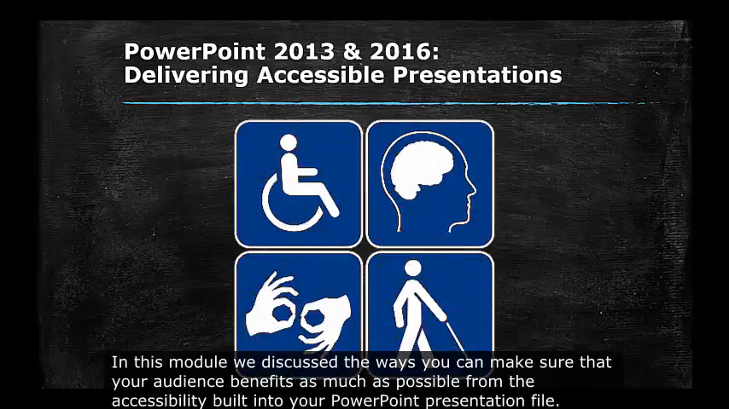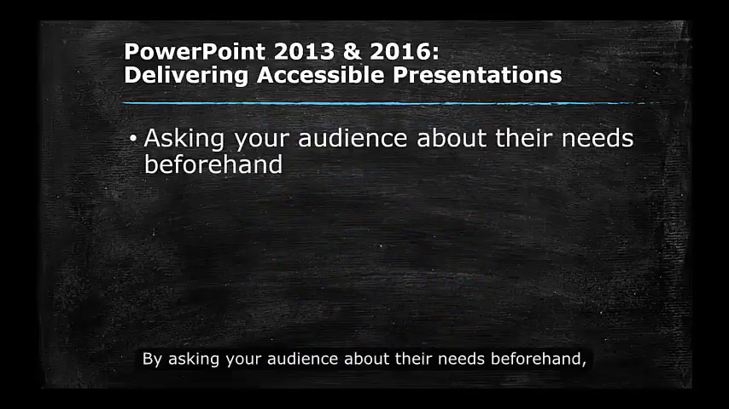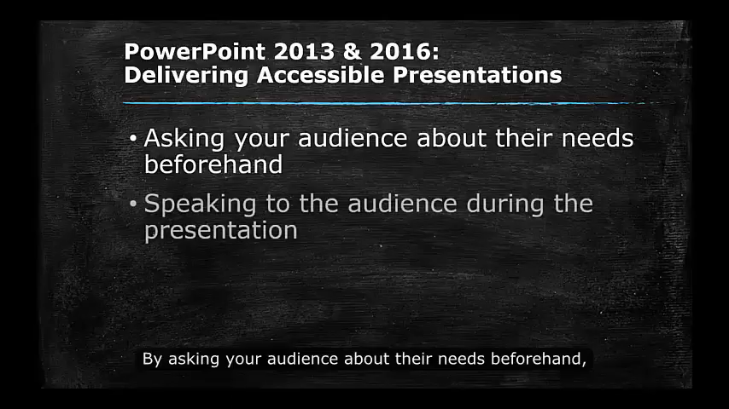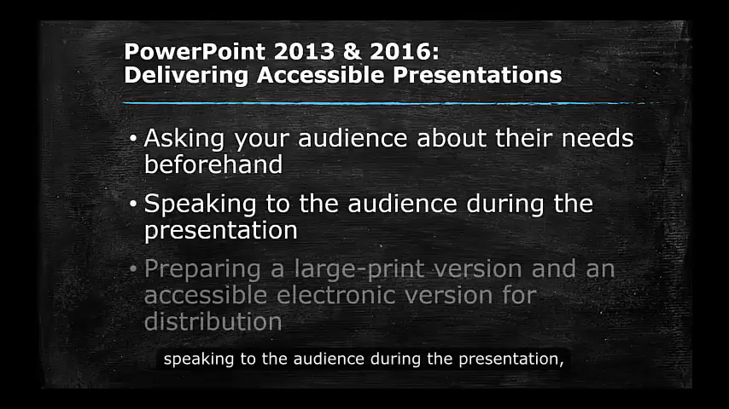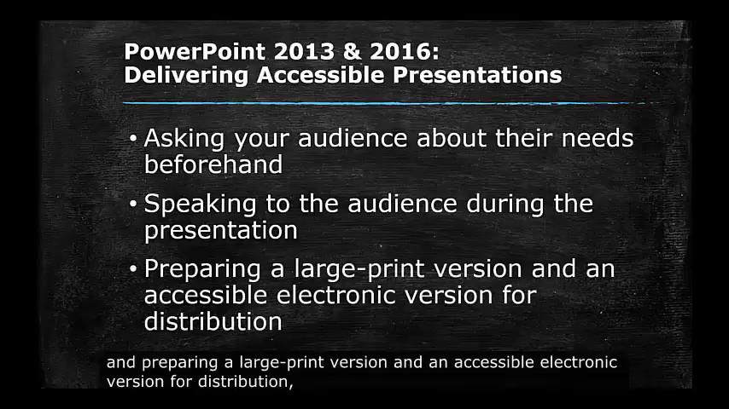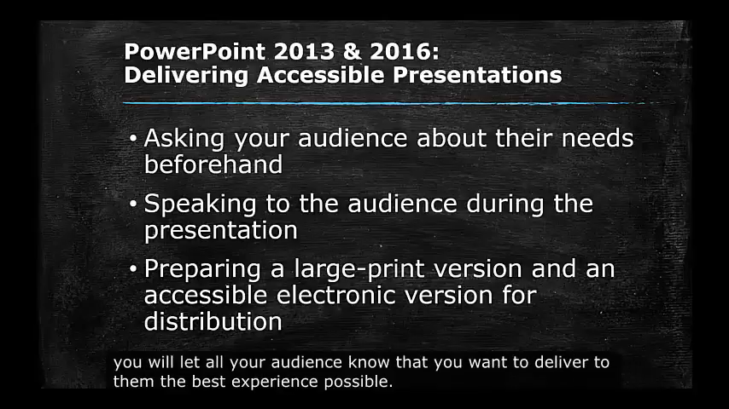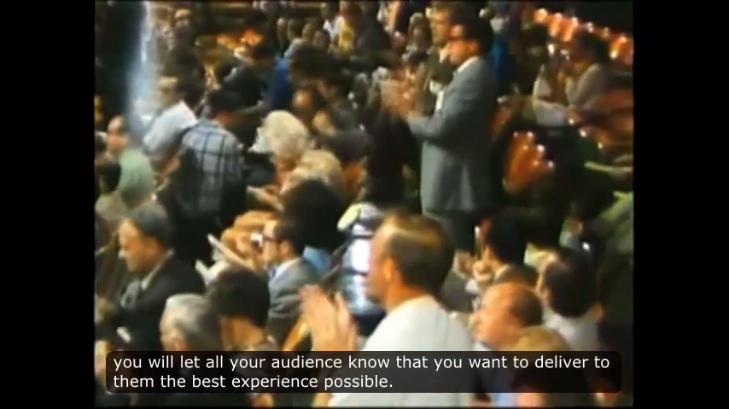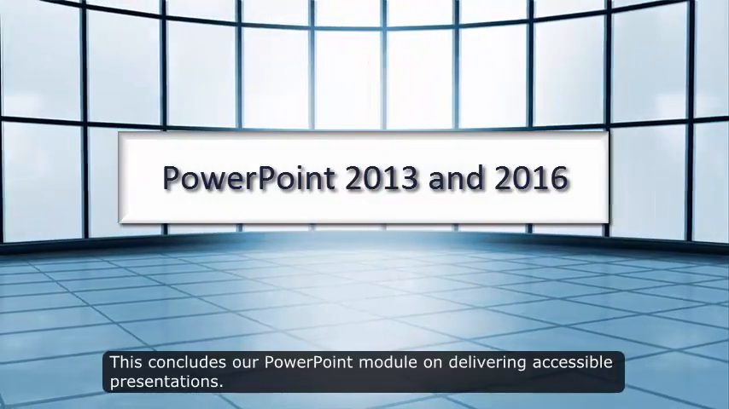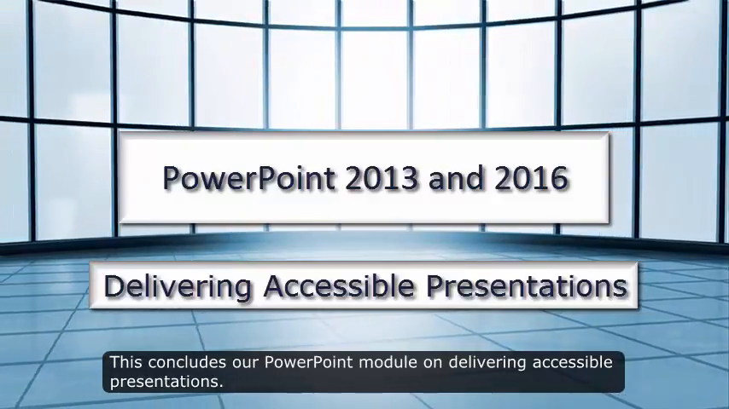Summary. In this module, we discussed the ways you can make sure that your audience benefits as much as possible from the accessibility built into your PowerPoint presentation file. By asking your audience about their needs beforehand, speaking to the audience during the presentation, and preparing a large print version and an accessible electronic version for distribution, you will let all your audience know that you want to deliver to them the best experience possible. This concludes our PowerPoint module on delivering accessible presentations.